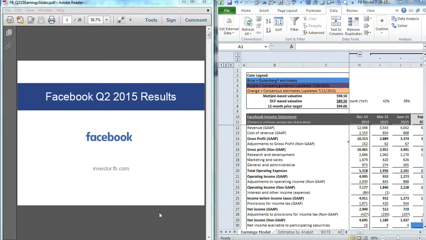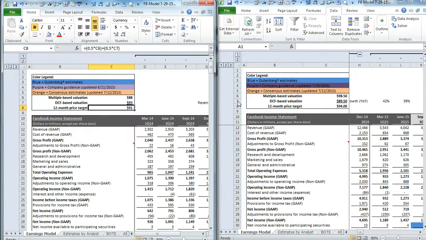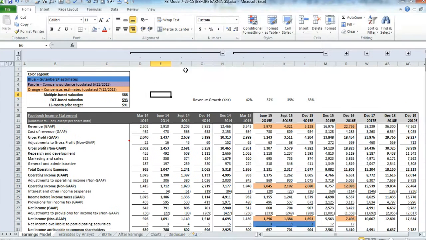Now, if you're new to our models, I'll just quickly walk through our approach. So we have two versions here. This version on the left represents the earnings model prior to the release, and this represents the new model that includes new estimates or new guidance from management and the second quarter results. The way the model is set up is that anywhere that you see a blue cell, those represent our estimates. Purple cells represent management guidance, and orange cells represent consensus estimates among analysts.